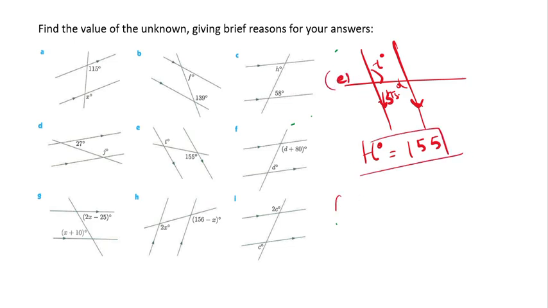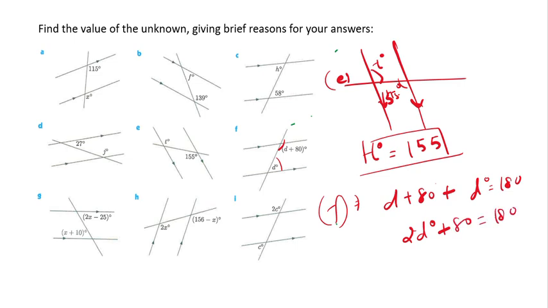This is the E part, and in the F part they are forming the same side interior angle on the transversal line, and they are forming the supplementary angle, which is equal to 180 degree. You have to simplify this. So d degree is equal to 100 by 2, and d degree is equal to 50 degree. Okay, so the remaining part you have to try.